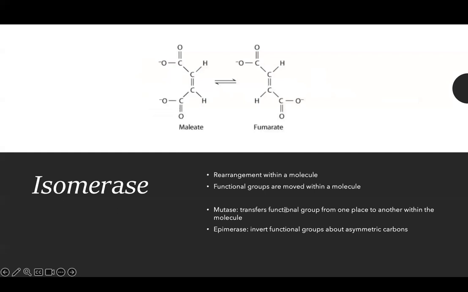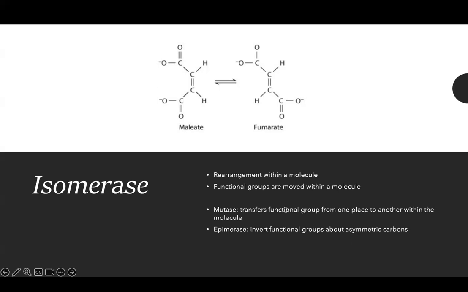Next, we have the class of isomerases. So isomerases catalyze rearrangements within a molecule. So functional groups are transferred within a molecule itself. So not between different molecules, but within a molecule itself. There are two different types of isomerases. One would be a mutase, which transfers a functional group from one place to another within the molecule. Or we have an epimerase, which inverts functional groups about an asymmetric carbon.